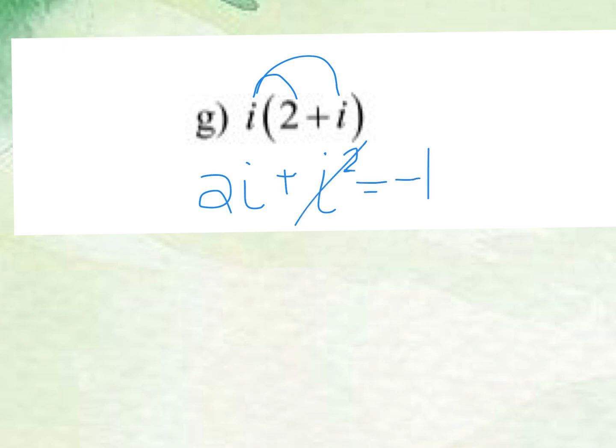All right, letter G is a multiplication problem, and we're going to more specifically distribute the i onto both terms. So we can call that 2i, and then i times i gives us i squared. And we know that i squared always turns into negative 1. So let's put our real number first of negative 1 and our imaginary 2i last.